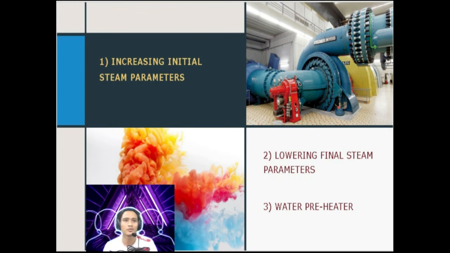The last is the water preheater. In the water preheater, the expanded steam is extracted from the turbine under certain parameters and used to heat the water before pumping it into the boiler. In such a system, energy from the extracted steam is transferred back into the system, where the cold source loss would be much smaller than in a simple Rankine cycle.